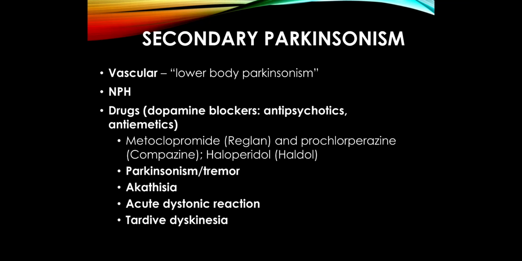Now, causes of secondary Parkinsonism would include vascular. So these are patients that have had a lot of subcortical strokes that involve the basal ganglia and basal ganglia circuitry. This tends to produce a lot of symptoms in the legs, a so-called lower body Parkinsonism. So they come in with a shuffled gait and falling.